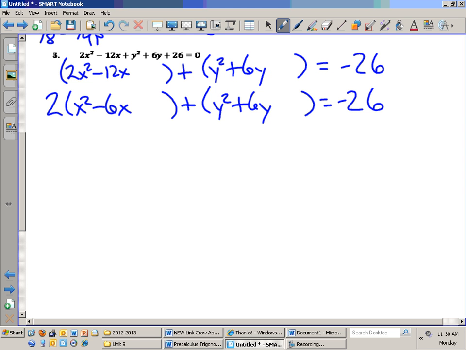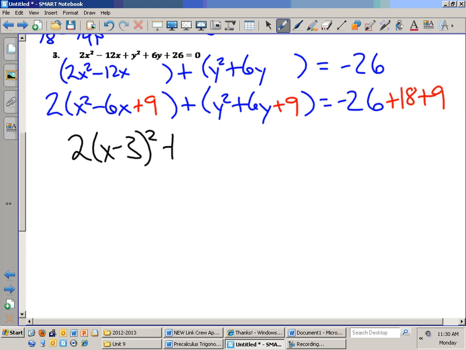So what number do I add in to complete the square? 9 and 9. So what did I really add? 18 and 9. Well, this works out really nice. We're going to have 2 times x minus 3 quantity squared plus y plus 3 quantity squared is equal to negative 26 plus 18 plus 9, which is 1.